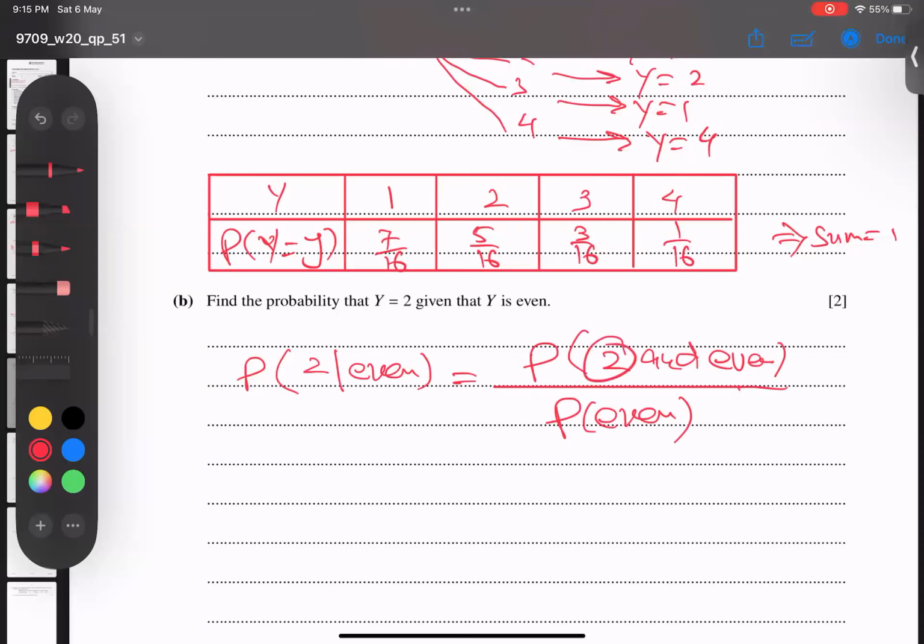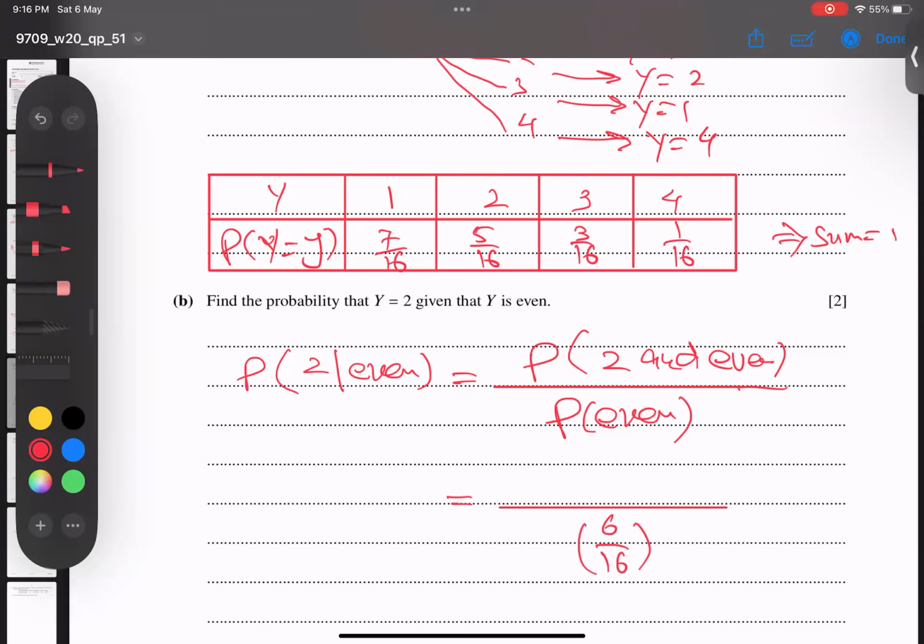Okay, all right. So check it here. First of all, what is an even number? How many chances are there for even numbers? If you check it, this is a 4 and 2. So this is 1 plus 5, 6. So 6 by 16 is coming for even number.